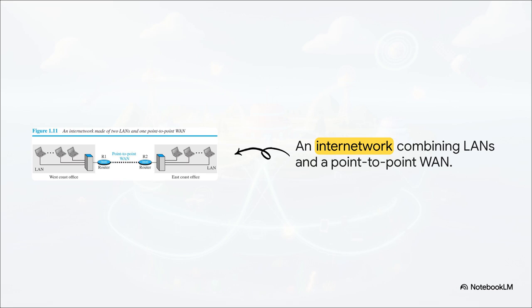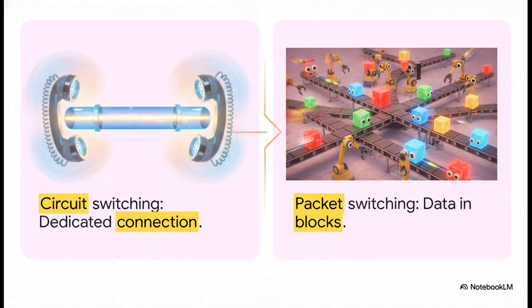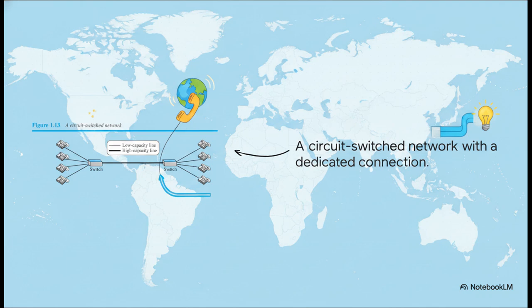an internet, lowercase I. But how does the data actually navigate its way through these massive internetworks? An internetwork relies on switches to connect links and forward data from one place to another. And this sets up what I like to call the ultimate engineering showdown. There are 2 primary ways data gets routed through these massive networks: circuit-switched networks versus packet-switched networks. Let's look at circuit switching first.